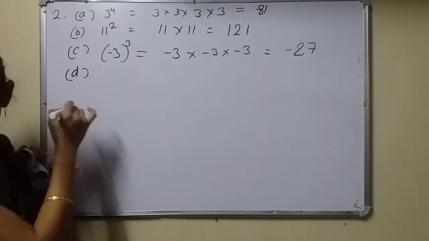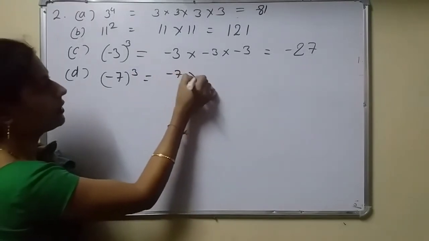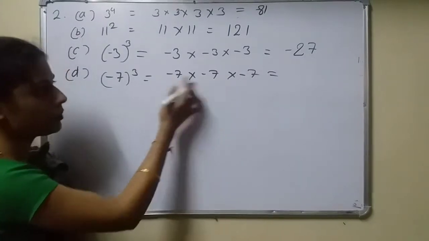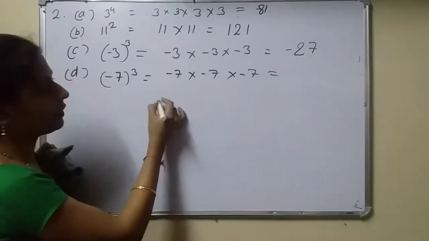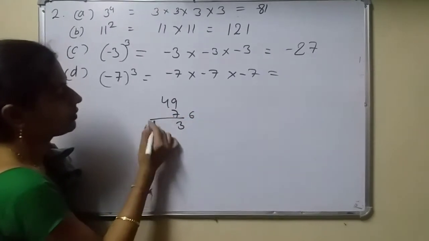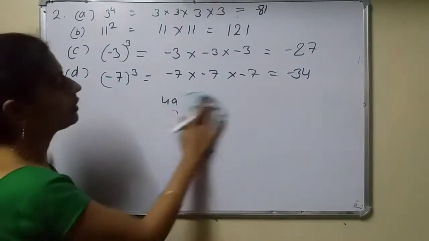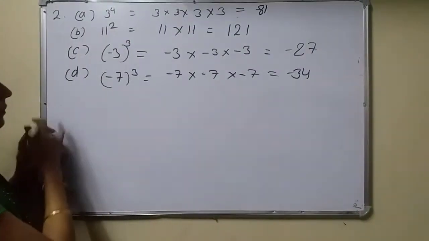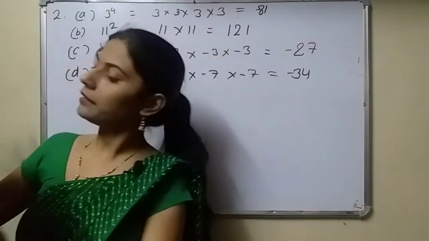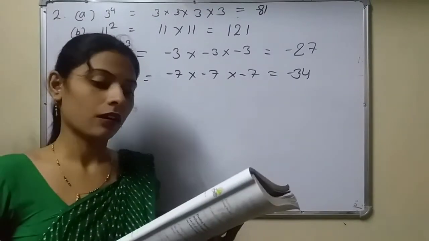D, minus 7 cube, minus 7 into minus 7 into minus 7. 7 7s are 49, positive because minus minus is plus. 49 multiplied by 7 is 343. It will be negative because the third sign is negative. Now see, all questions are similar here. E, F, G, H, I, J, K, L. This is your homework.